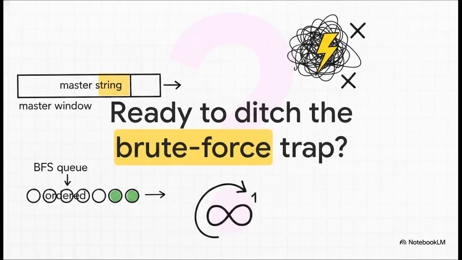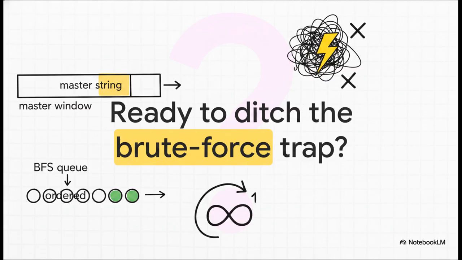So the next time you're facing a problem with massive numerical constraints, I want you to take a step back, ask yourself, am I iterating through 1 million wrong answers just to find one right one? Whether you use a clever sliding window over a master string or a perfectly ordered BFS queue, you now have the exact tools to generate solutions in constant time.